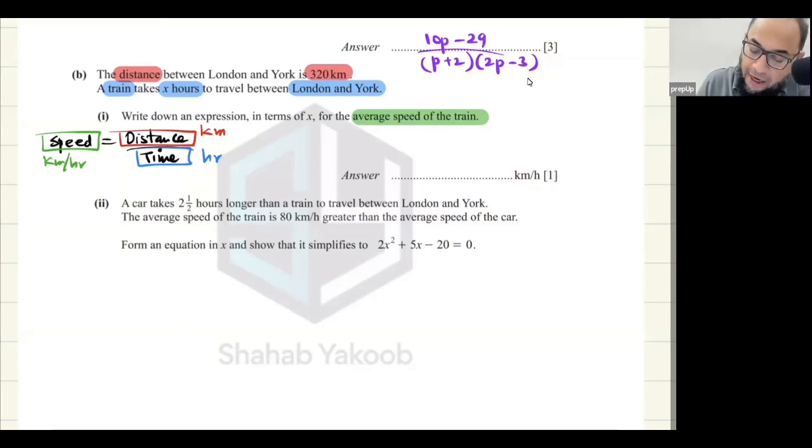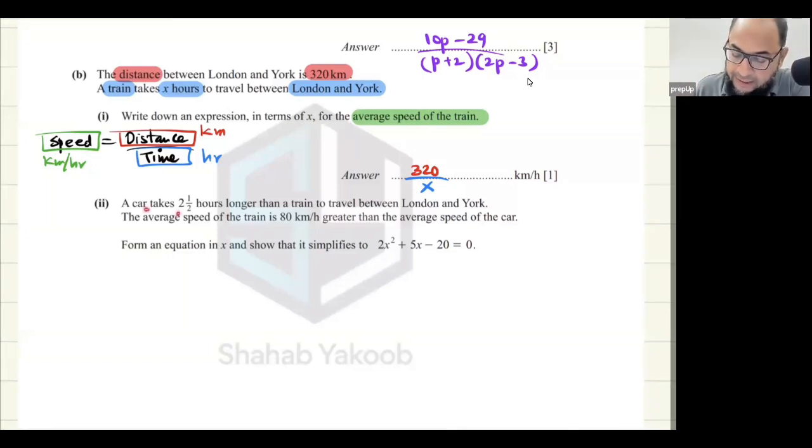That's the first thing. So what is the number of kilometers? That's 320. What is the time? The time is in hours, which is defined by the variable x. That is the answer for the very first part. Now let's look at the second part. Let's read it first and then make the equation.